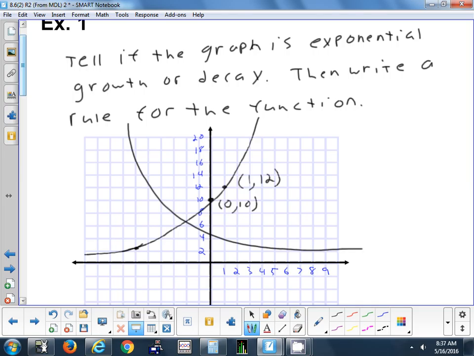So guys, don't worry about those lines. We're going to show you in a second what you're going to write there. Okay, so the first part of the question: tell if the graph is exponential growth or decay. This is exponential growth.